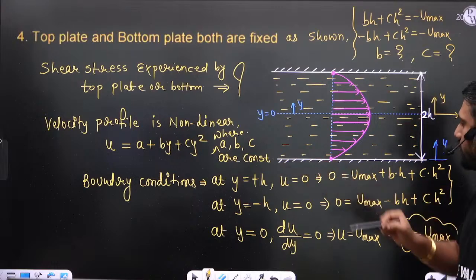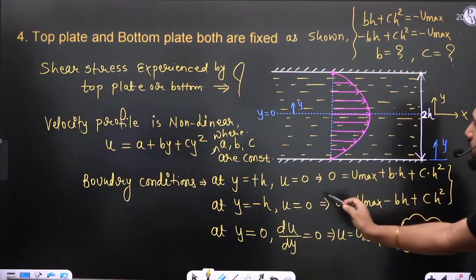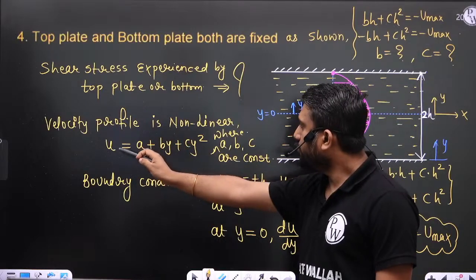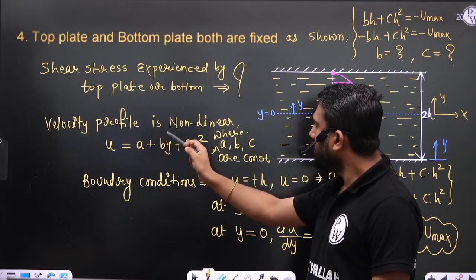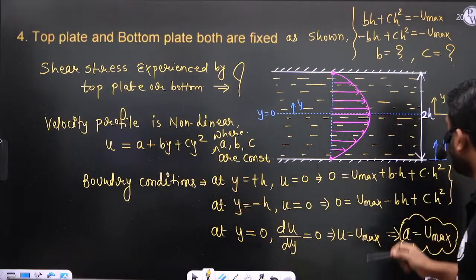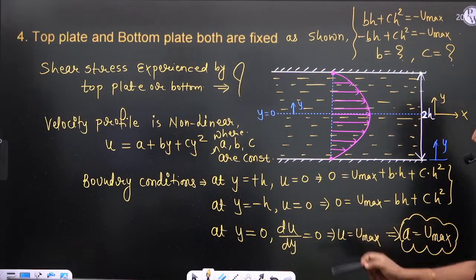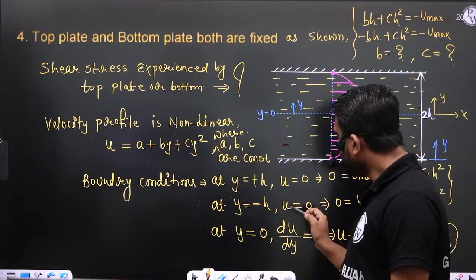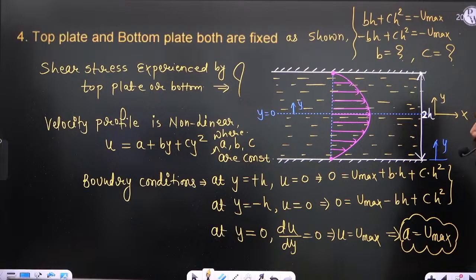Now use the first boundary condition. At y is equal to plus h, u is equal to 0. The value of a is u maximum, so 0 is equal to u maximum plus bh plus ch square. If you see the second boundary condition, at y is equal to minus h, u is equal to 0, so 0 is equal to a minus bh plus ch square.